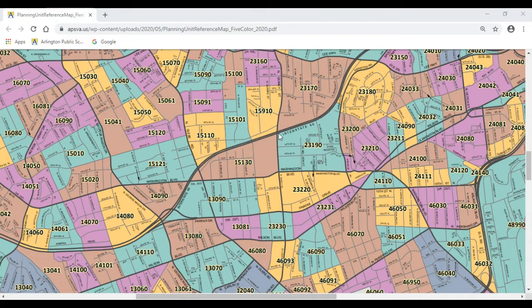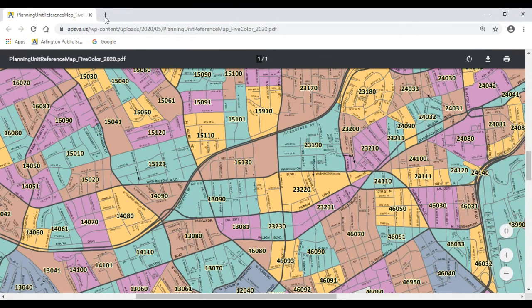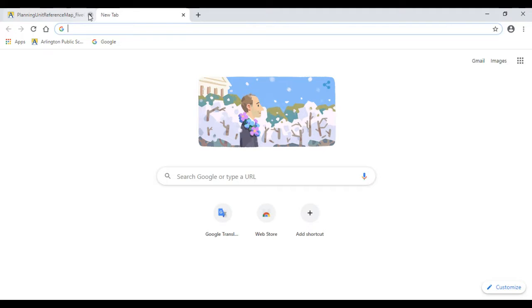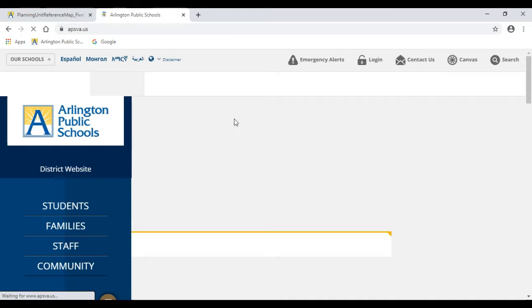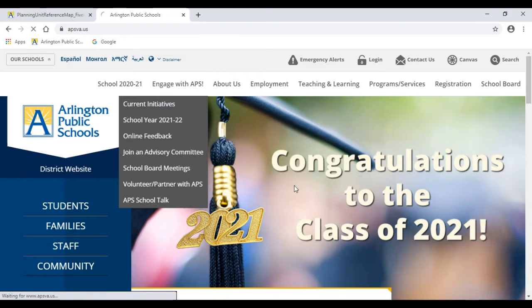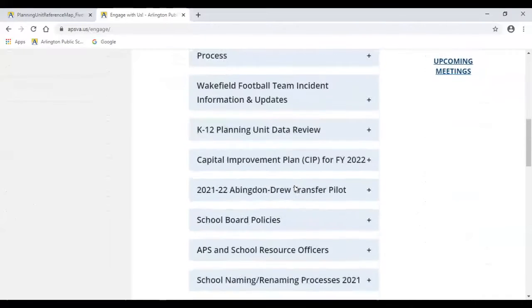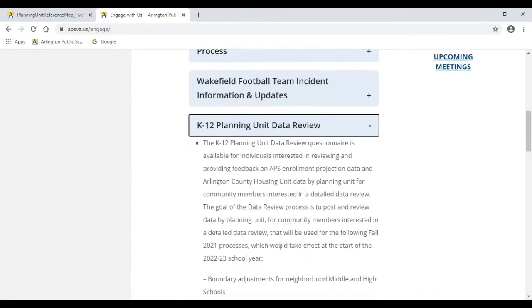Planning and the methodology. Another thing that we have available for you is a methodology document. I'm going to show it to you from here because I'm already here. And then you can really see how to get this information.